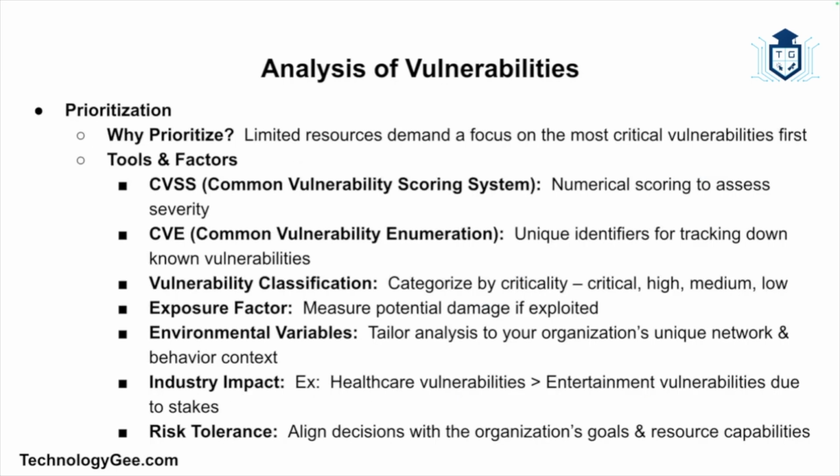Another way we analyze things is through prioritization. We can't fix everything at once, so prioritization is key. And here are some of the tools and factors that help with the process. The first one is called the CVSS, or the Common Vulnerability Scoring System. This provides a numerical score for each vulnerability based on its severity. Then we have what is called the CVE, or the Common Vulnerability Enumeration. This assigns unique identifiers to known vulnerabilities for easy tracking.